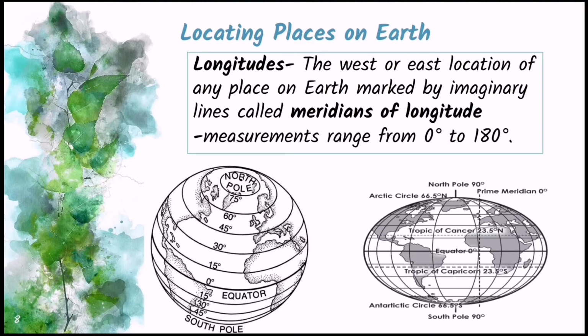Next is the longitude. The longitudes are the west or east location of any places on Earth marked by imaginary lines called meridians of longitude. Okay, so ang ilang measurement range from 0 to 180 degrees. So, it is very important also nga i-indicate nimo kung asa siya dapit. It's either east or west para ma-identify nato ang ilang location.